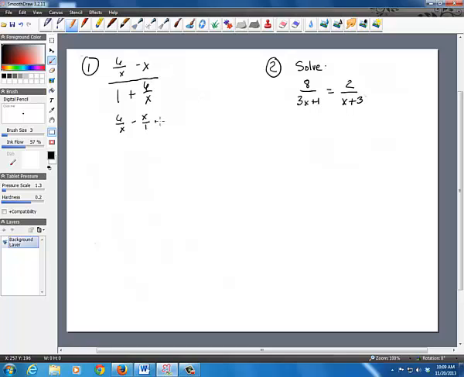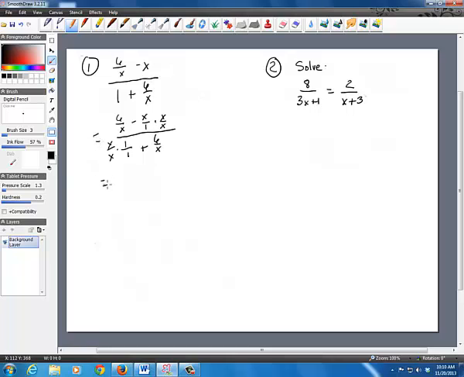So I need to get this one to have an x as a denominator. To do that, I have to multiply the bottom by x, but that means I have to multiply the top by x. Alright, look at the bottom. I have 1 plus 6 over x, which is really 1 over 1 plus 6 over x. Again, my common denominator is x. I need to get this to be an x, so I multiply by x on the bottom, so I have to multiply it on top.